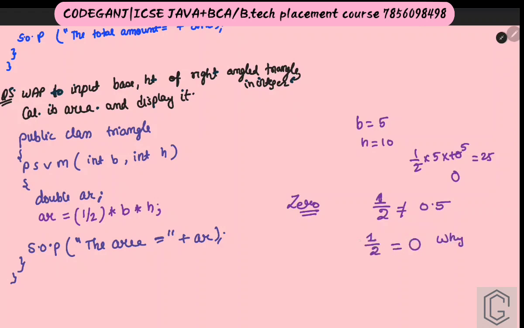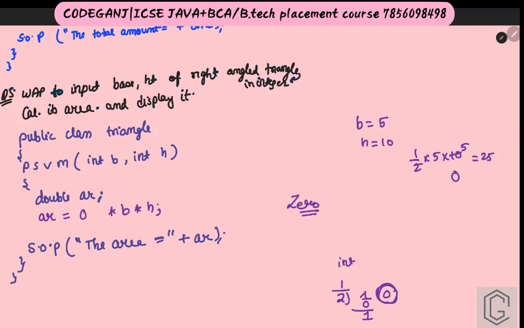Why? Because this is an integer, this is an integer, so the answer calculated will be in the form of an integer. Division will give you the quotient, so your answer is 0. So how do you fix this? Make any one double. You can put 0.0 here, or you can put 0.0 in both places, or you can simply write 0.5 instead of half. So you will write it as 0.5 into B into H.